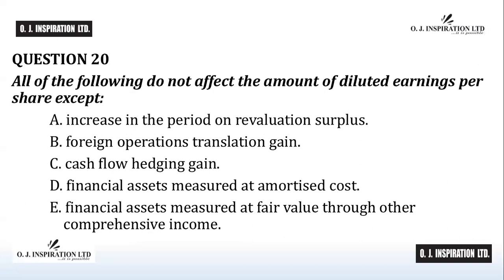Question number 20. All of the following do not affect the amount of diluted earnings per share except A, increase in the period or revaluation surplus. B, foreign operation transaction gain. C, cash flow hedging gain. D, financial assets measured at amortized cost. E, financial assets measured at fair value through other comprehensive income.